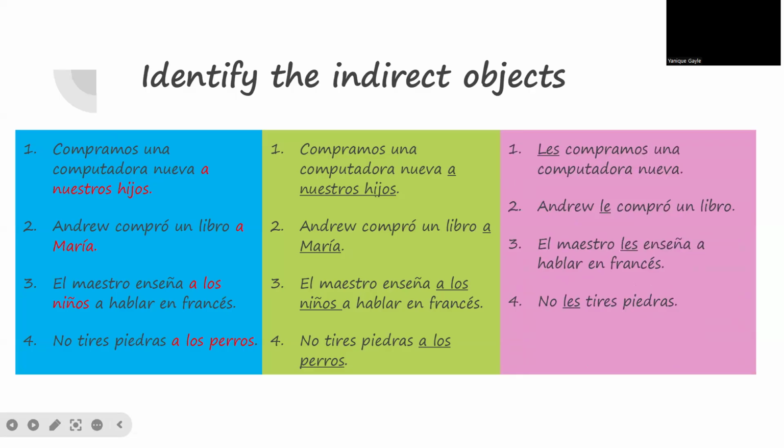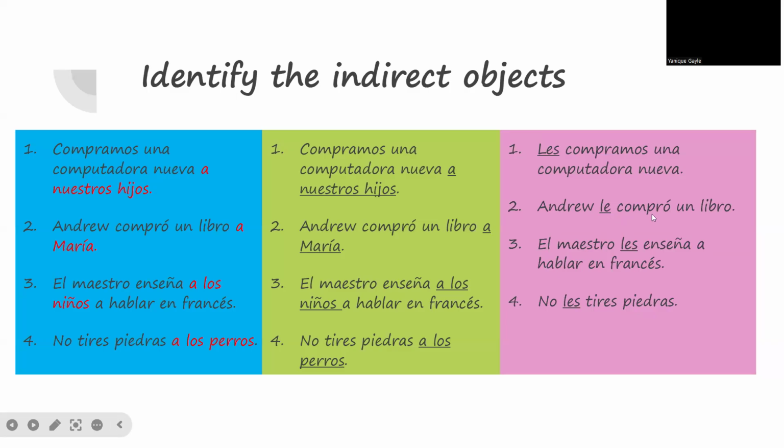Remember the pronouns as I mentioned. So a nuestros hijos, referring to our children, we can use les because it's plural. We're referring to them, they. So remember, these pronouns have to go before the verbs. So we say, les compramos una nueva computadora. So we bought them a new computer.